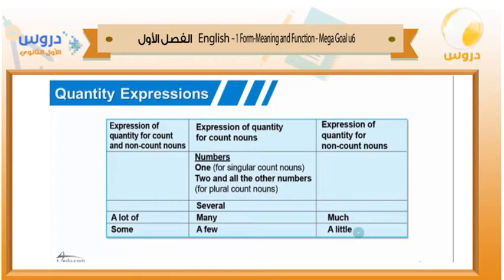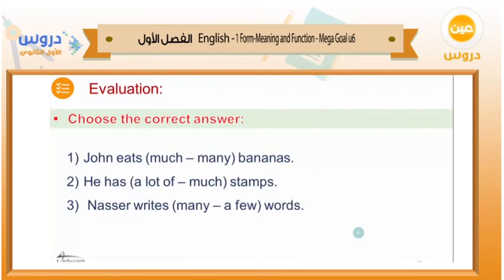A little money, a little time, how much sugar, how much oil, how much tea, how much. These are all non-countable now. It means you cannot say how many waters. No, how much water, a little water, and so on. So if we choose the correct answer here, either much or many, either a lot of or much, or here many and a few.